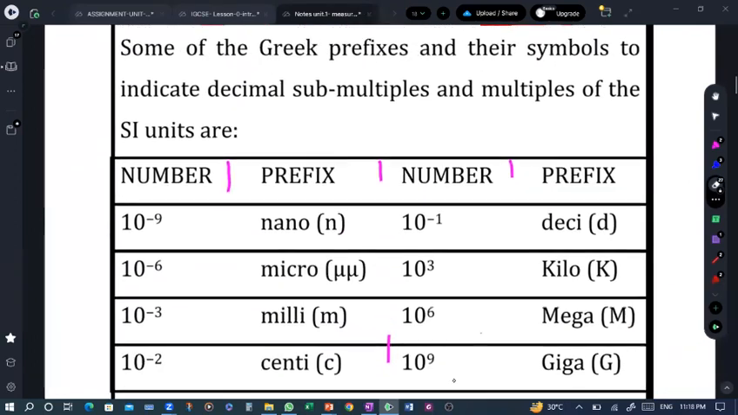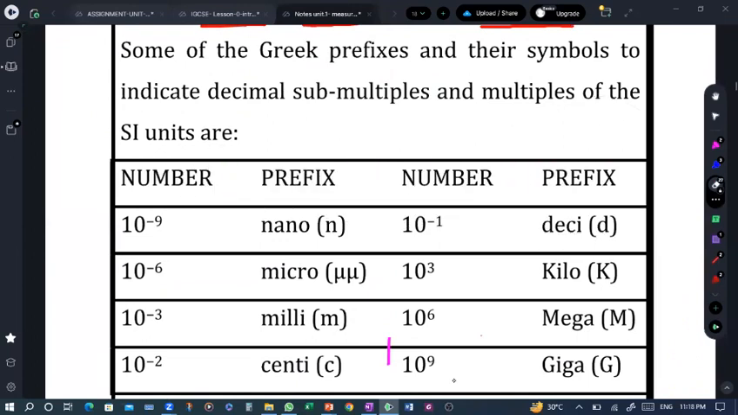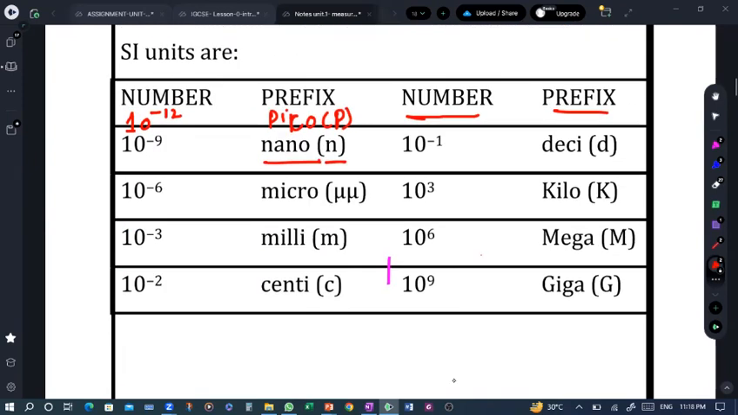Now, as I told you, we have a number, then prefix, then number, then prefix, meaning the value of that. 10 power minus 12 is the smallest prefix we have, and its name is pico, and its symbol is small p. Then 10 power minus 9 is nano, represented by small n. Then 10 power minus 6 is micro, represented by this u-type sign. And 10 power minus 3 is milli.